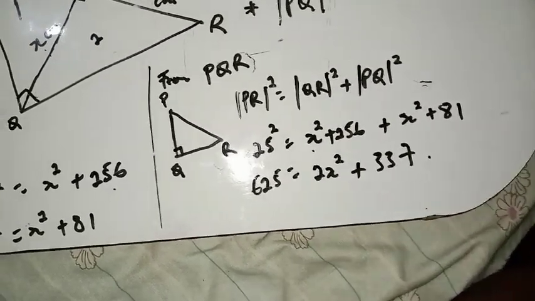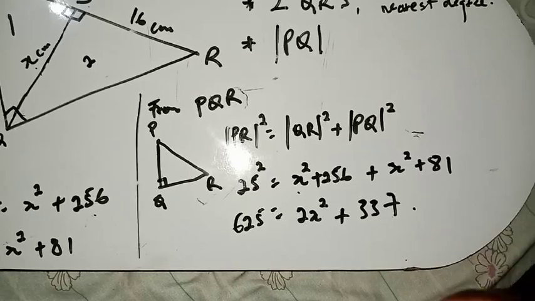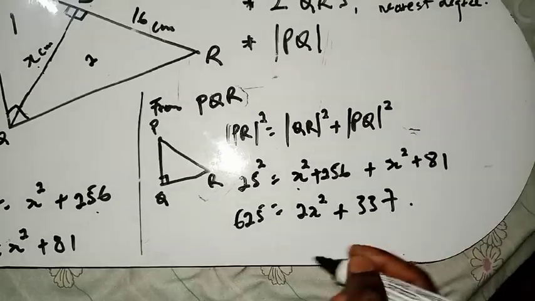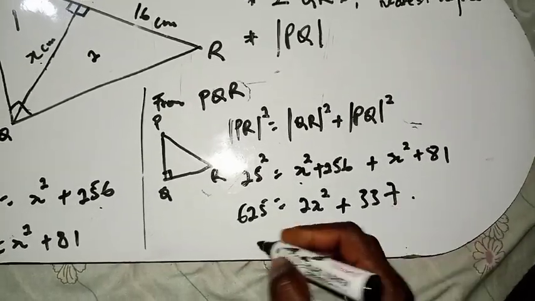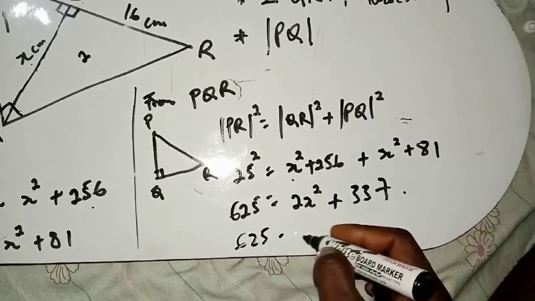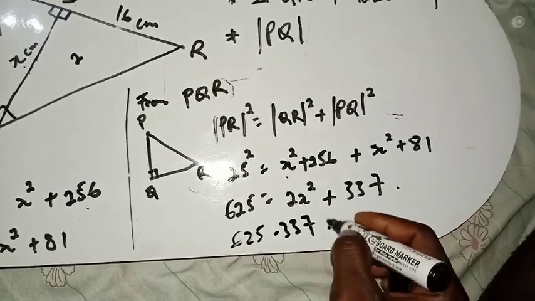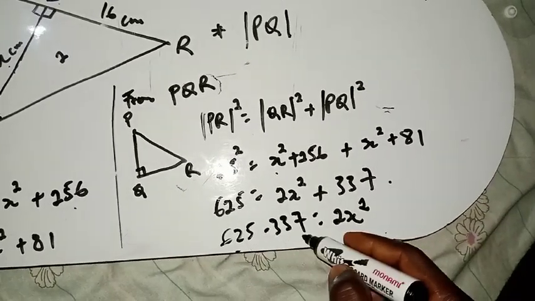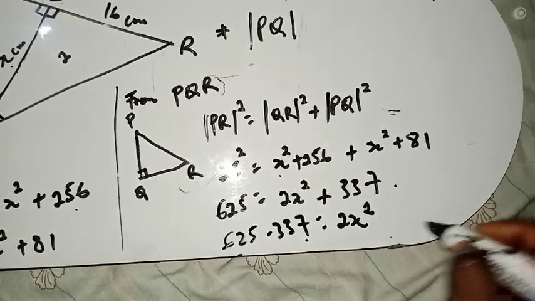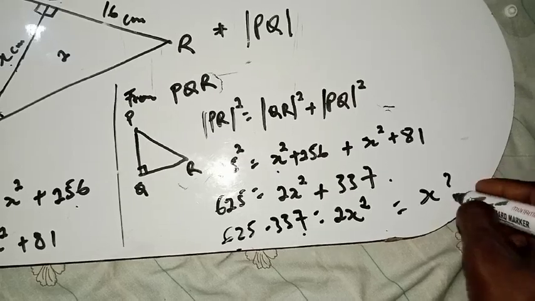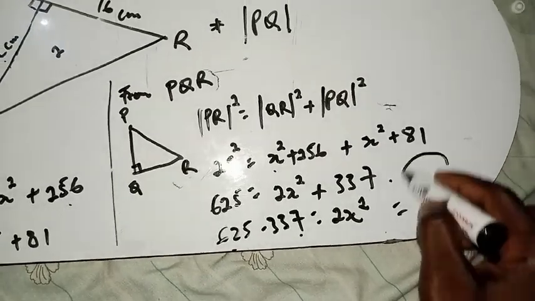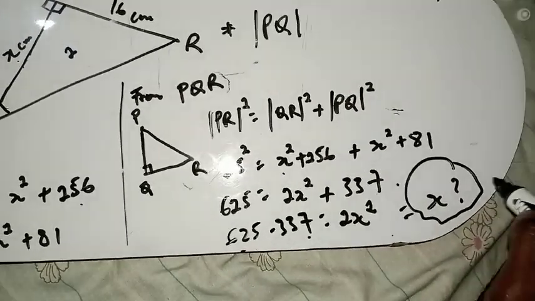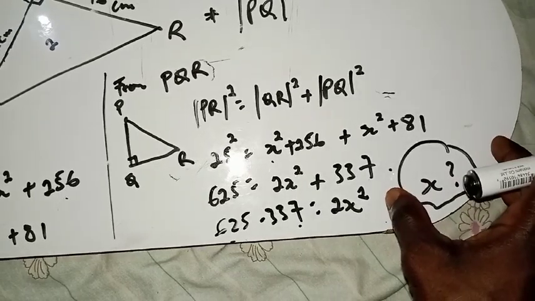Now what next? At this point, I believe almost everybody can solve this. So here we are going to group like terms. So that's the 625 and then 337, which is equal to 2x squared. Right? So here subtract this by this and just find the value of x. Let me know the value of x in the comment section below. That tells me that you are also watching or participating in this video.